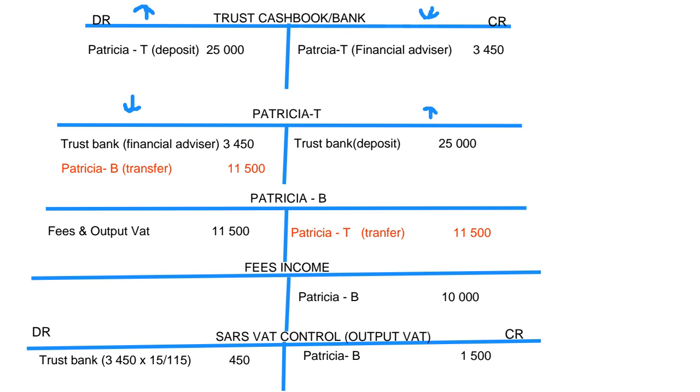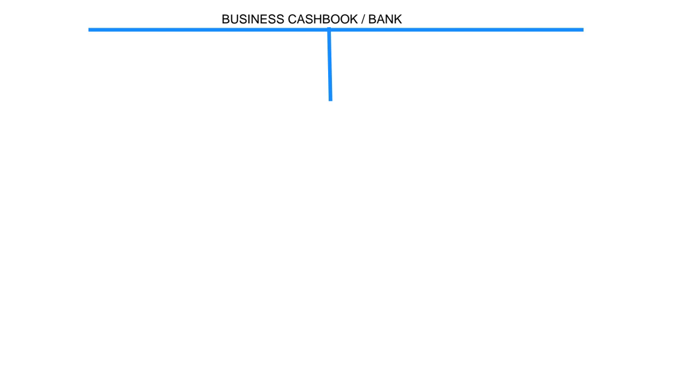11,500. Again, the last step for the transfer, I must go to the business cash book on the opposite side. So on the debit side, I'm going to say we took it from the trust. I'm going to say trust cash book, and we click the transfer. And the transfer is how much? 11,500.